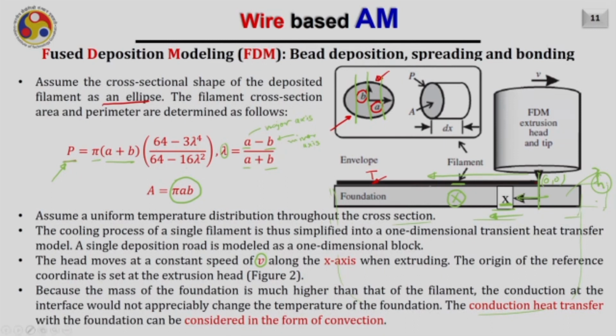So, the cooling process of a single filament is thus simplified into a one-dimensional transient heat transfer model, and the heat is just transferring in this direction, or the conduction is happening in this direction. Of course, there is convection due to the ambient environment and also due to the foundation, because this foundation is assumed to be very large, and this is also transferring the heat, and the temperature of the foundation is not changing, hence it is also contributing convection heat transfer.